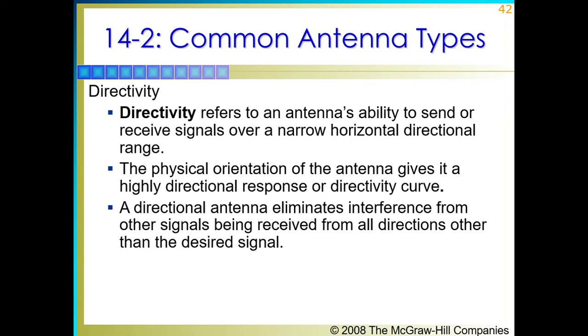Directivity refers to an antenna's ability to send or receive signals over a narrow horizontal directional range. Directivity is a figure of merit, usually for an antenna. It measures the power density the antenna radiates in the direction of its strongest emission versus the power density radiated by an ideal isotropic radiator radiating the same total power.